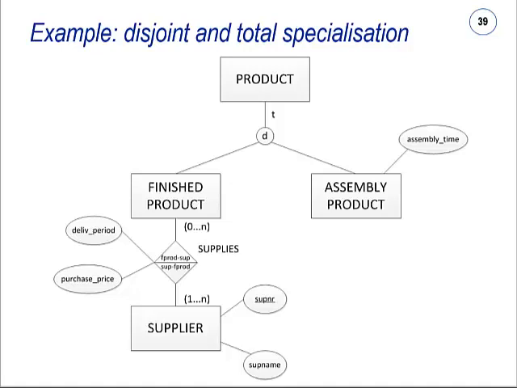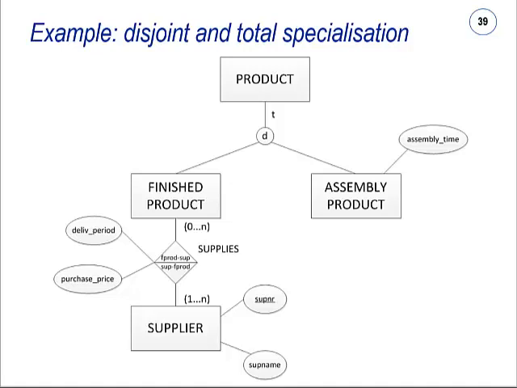The specialization is also qualified by D from disjoint. That means that a product is either a finished product or an assembly product. It cannot be both at the same time. So you see the T and the D allow us to further specify the generalization specialization, allow us to further qualify it. So in other words, it allows us to add more semantics to the model.